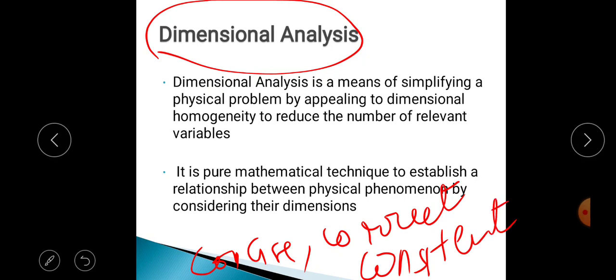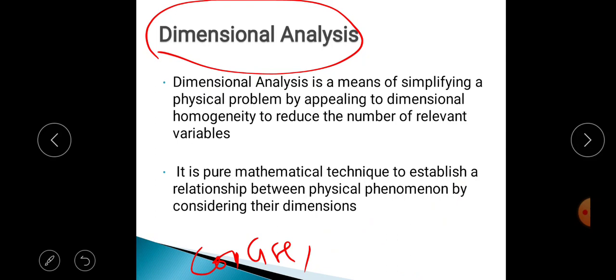Okay, so the technique of dimensional analysis should be concise, correct and consistent. So that is also written over here. Dimensional analysis is a means of simplifying a physical problem by appealing to the dimensional homogeneity. Now, what is the dimensional homogeneity? In dimensional analysis, we apply the concept of dimensional homogeneity. So, what is dimensional homogeneity?